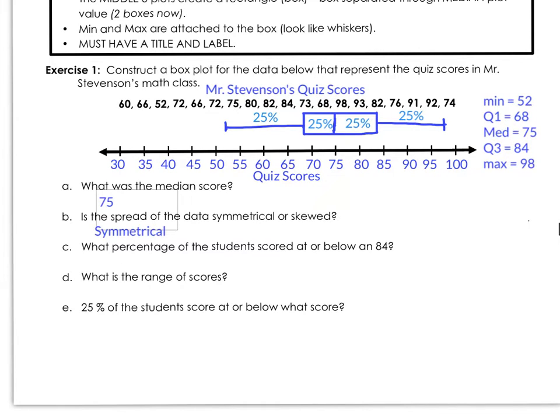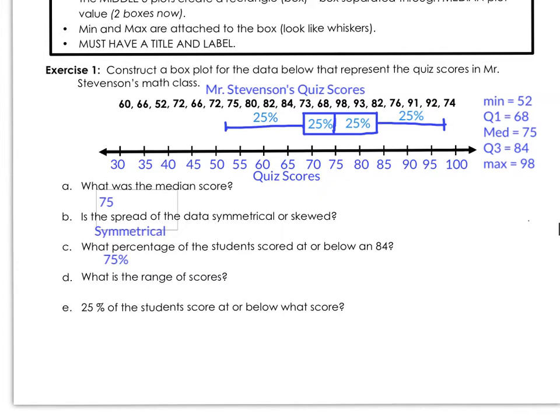So when it asks us what percentage are at or below an 84, at or below this mark right here would be 25, 25, 25. Add those up, 75%. 75% of the students fell below an 84. And that's again because of what those Q1, median, and Q3 really represent. They are chunking our data into 25% pieces. And I highly suggest that you put those 25% on your graph, showing that they represent 25% of the data.